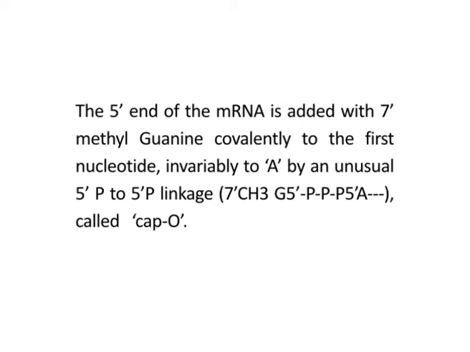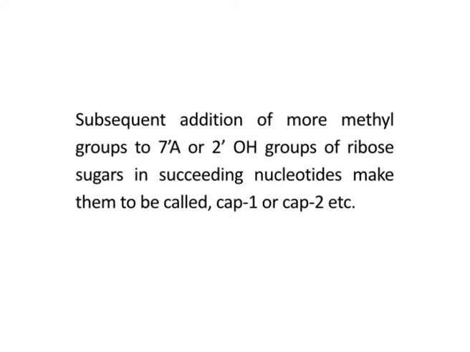In the seventh point, the 5' end of the mRNA is added with 7-methylguanine covalently to the first nucleotide, invariantly an adenine residue, by an unusual 5' phosphate to 5' phosphate linkage called capping. Subsequent addition of more methyl groups to the 7' adenyl or the second hydroxyl group of ribose sugars in succeeding nucleotides makes them to be called cap1 or cap2, etc.